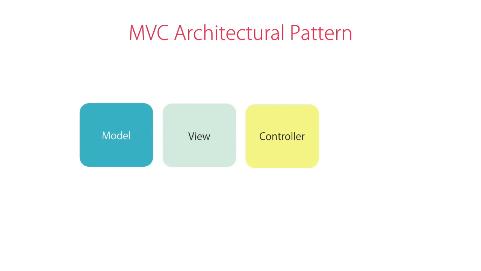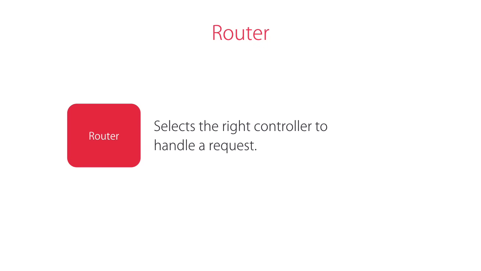Now, there is one more piece to this architecture, which is not in the acronym MVC, but is nearly always there. It's a router. Earlier, I told you that when a request comes in the application, a controller will be selected for handling that request. Selecting the right controller is the responsibility of a router.